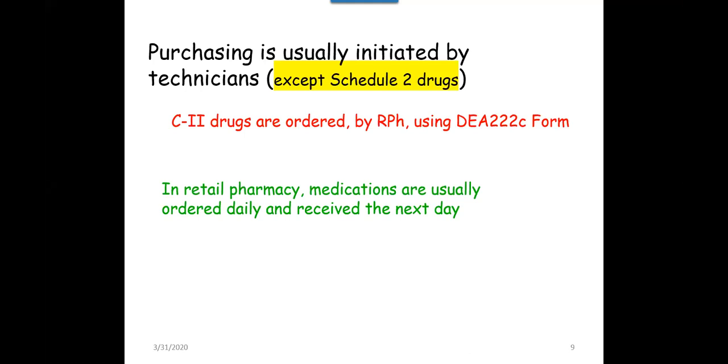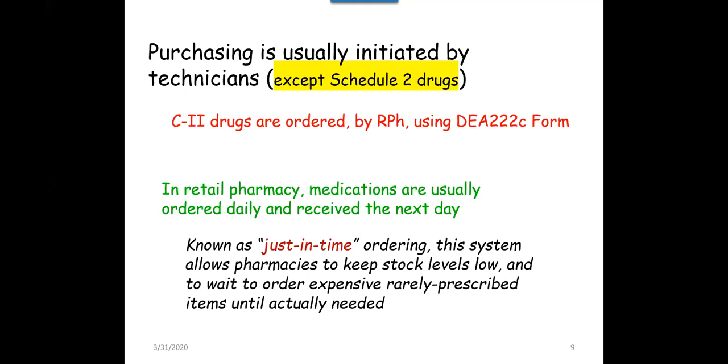In retail pharmacy, medications are usually ordered daily and received the next day. This is called just-in-time ordering. So you're not keeping these dollars tied up on your shelf, sitting there, whenever it's possible to order a medicine, have it the next day, and be able to fill a prescription. You're not losing prescriptions. That's ideal.